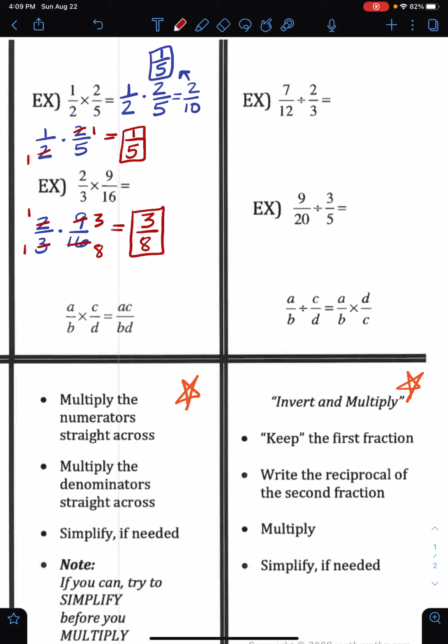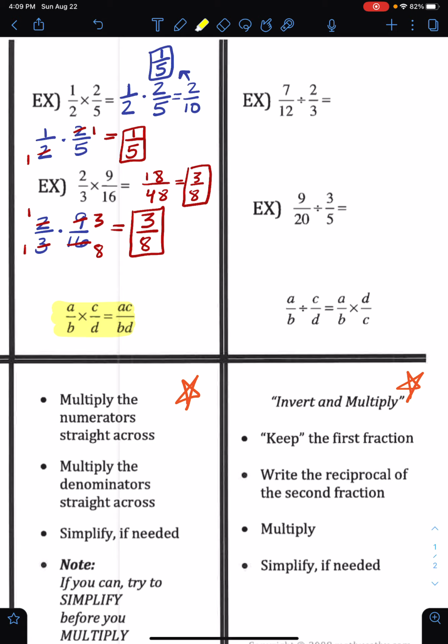If you had multiplied straight across to get 18 in the numerator, and then 3 times 16 is 48, you could have divided this by 6 and still got 3/8. So it's up to you if you like cross-canceling or multiplying across and then simplifying. Down here at the bottom, it tells you with variables exactly how to do that.